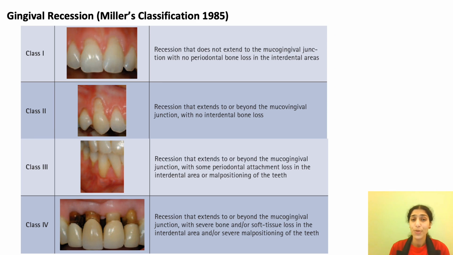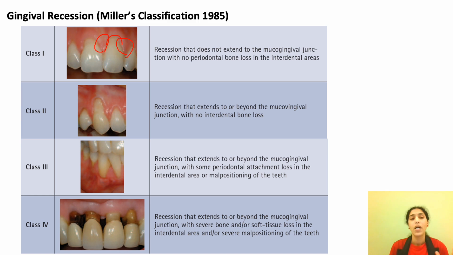Now let us look into the most important classification system for gingival recession, which is called Miller's classification. According to Miller's classification, there are 4 types of recession categories: class 1, class 2, 3 and 4. Class 1, as you can see in the picture, means a recession where it does not extend beyond the mucogingival junction, and there is no periodontal bone loss in the interdental areas, and no soft tissue loss also. Only on the labial or facial root surface, there is a little gingival recession. It is not even extending beyond the mucogingival junction.